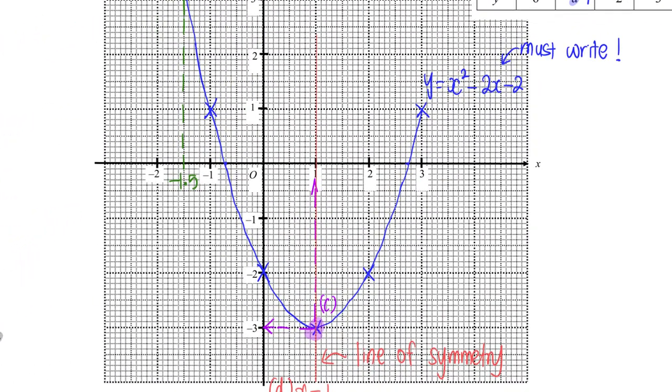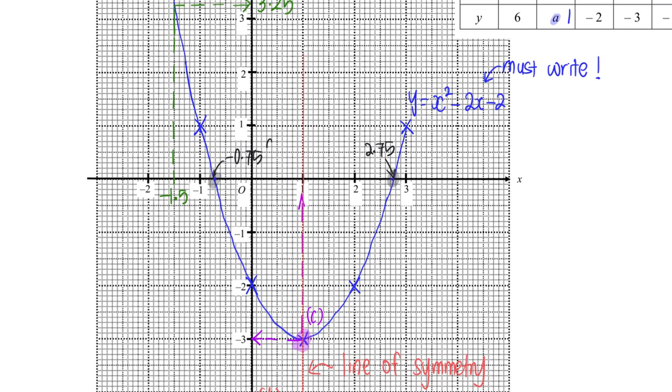So if I were to zoom in here, then I will get the two answers here. From here, you can see that this could be negative 0.75 and 2.75. And the answers are gotten from the graph.